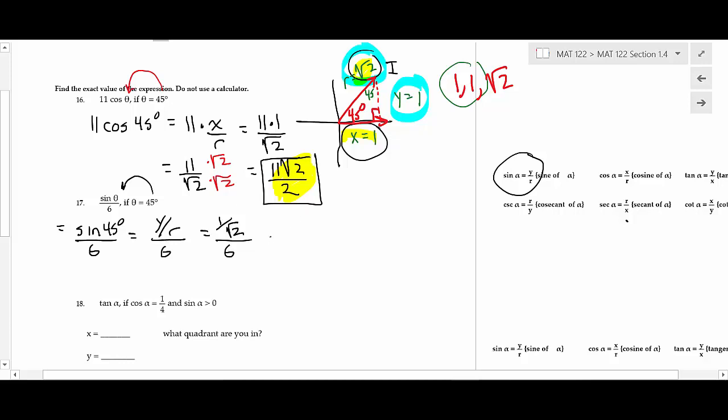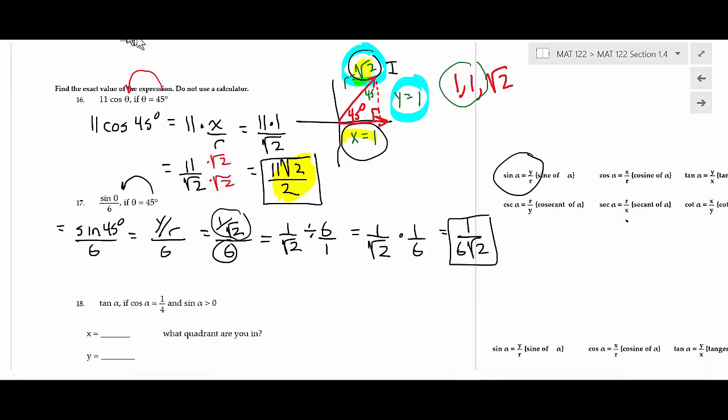Okay, now this is a complex fraction. Don't let this bother you. This is a division problem. What's really going on is you have the numerator divided by the denominator. So we're going to put the 6 over 1, and how do you divide fractions? You multiply by the reciprocal, so you'll have 1 over square root of 2 times 1/6. So the answer to this problem is 1 over 6 times square root of 2.